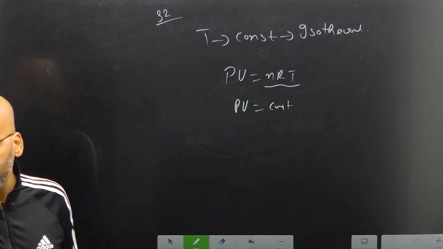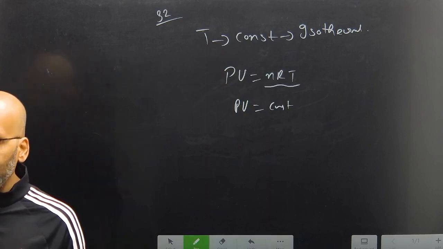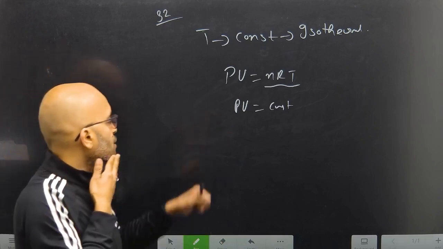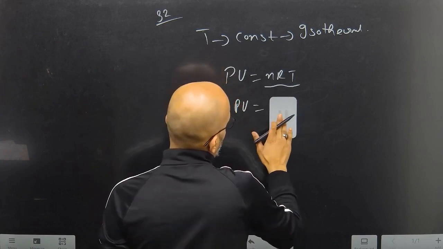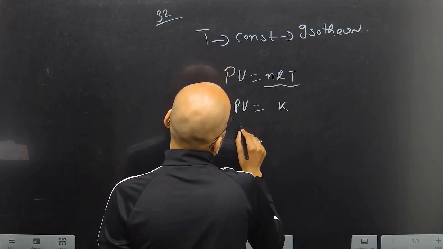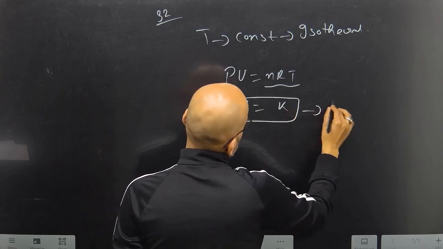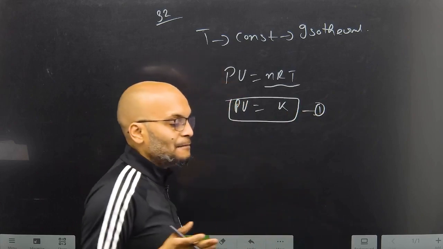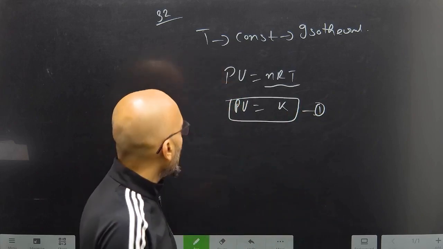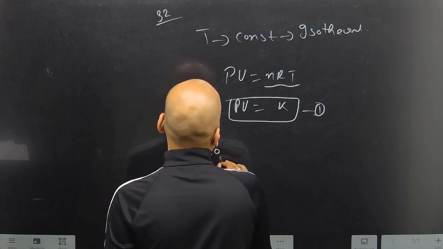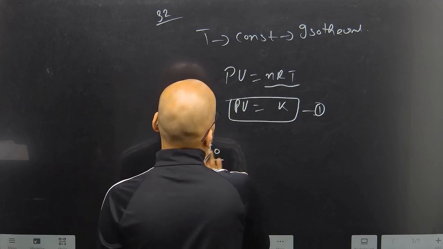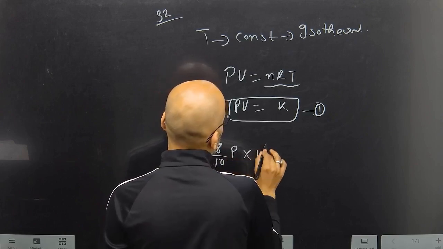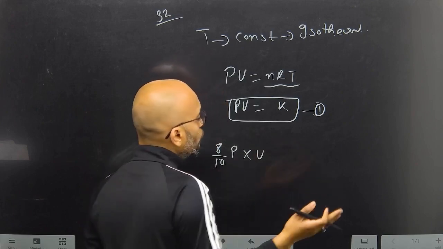Now they are saying the pressure is decreased by 20%. Okay. So initially this was the case. Let's say the constant is K. So PV was equal to K. This is first equation. Now they are saying you have to decrease the pressure by 20%. So now the remaining pressure will be 80, or you can say 8 by 10 into P into V. This has to be equivalent to K.